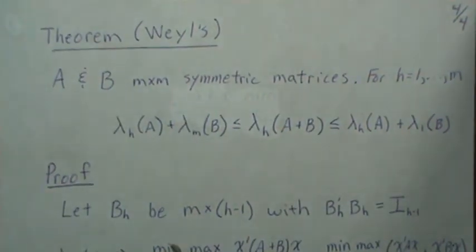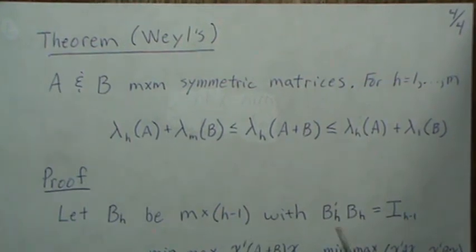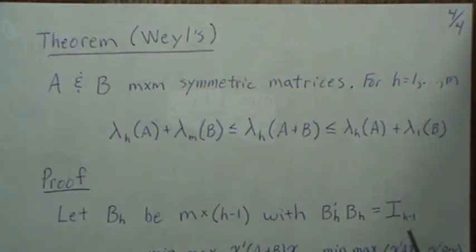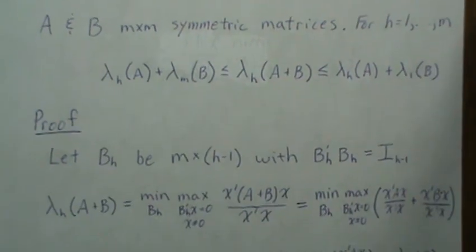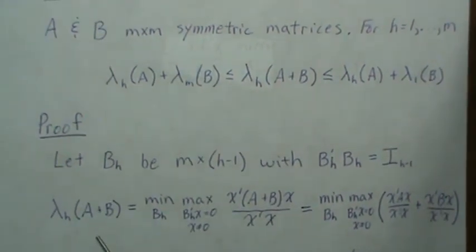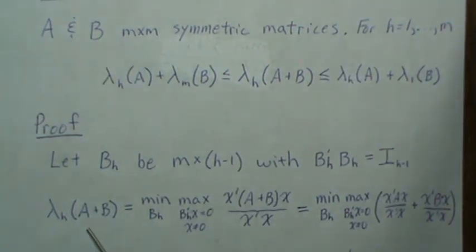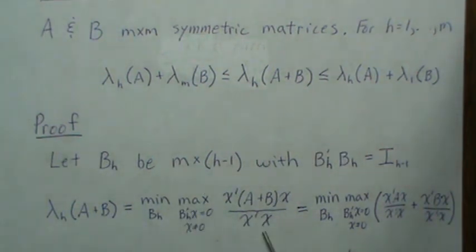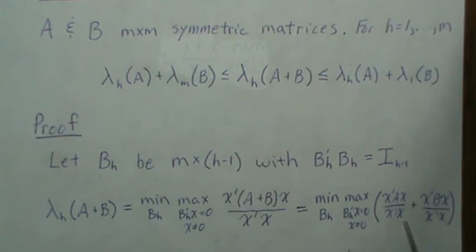So let's let B be an m by h1 matrix with the product is the identity matrix. And if we look at this quantity here, we want to find the h largest eigenvalue of this. Then, by the previous theorem, this quantity is equal to that h largest value. Okay, we just proved that. Now we can do some algebra here and break it up into two pieces. So this is still the same as that, and break it up.